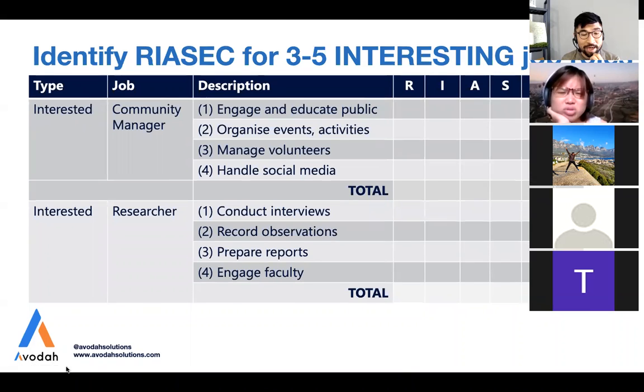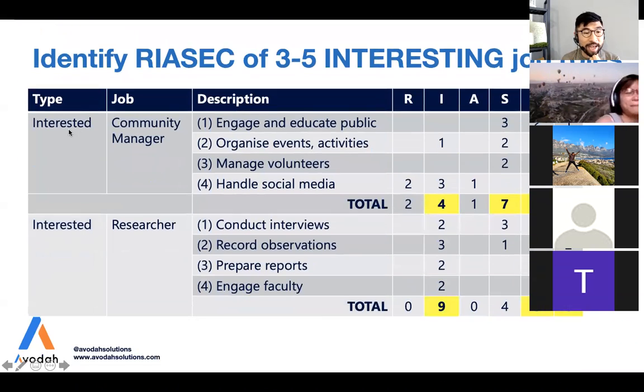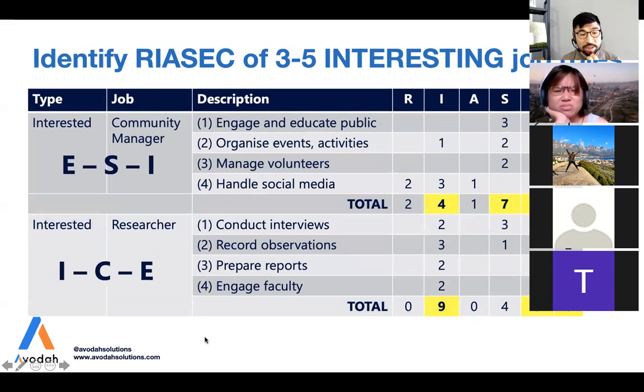I'm going to map out their RIASEC, right? So looking at awarding the 3-2-1 as usual, I find that the RIASEC scores have come out, the top 3 as such. For community manager, which is a role that I'm interested in, it is high on the E, S, and I. For researcher, it is high on the I, C, and E. So knowing this, let's put everything side by side together again.